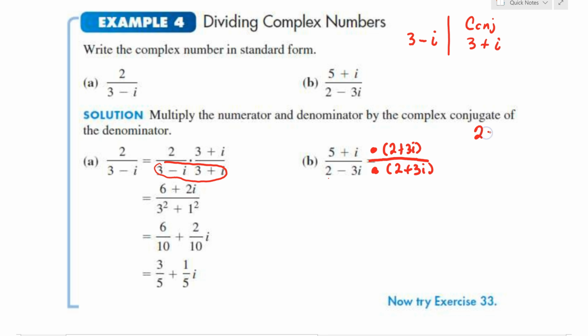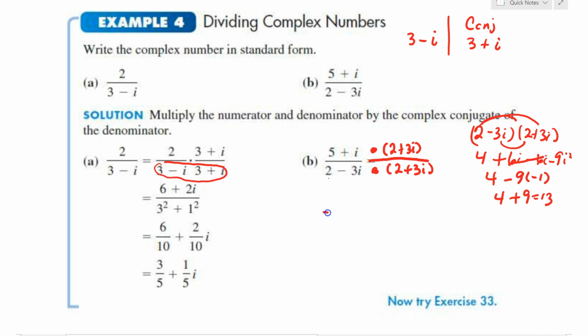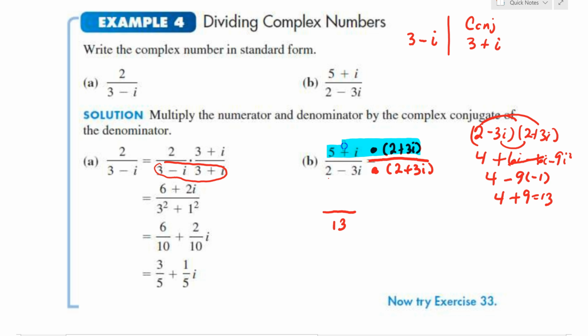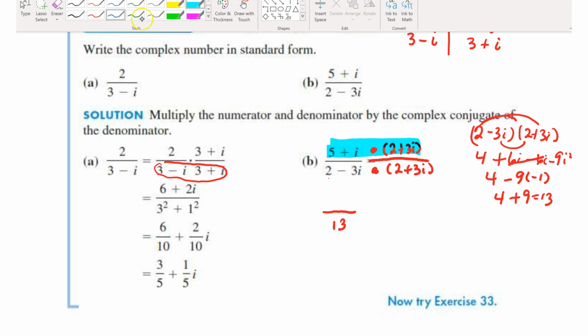So we have 2 minus 3i, 2 plus 3i, and I'm going to go ahead and multiply using the FOIL method. 2 times 2 is 4, 2 times 3 is 6i, negative 3i times 2 is negative 6i, and then it's minus 9i squared. So you have 4, these cancel like we said earlier, negative 9 times -1, i squared is -1. So you have 4 plus 9, which gives you 13. So our denominator is going to have 13. Now we have to multiply our 2 here in the numerator. So I'm going to go ahead and do that on the side.